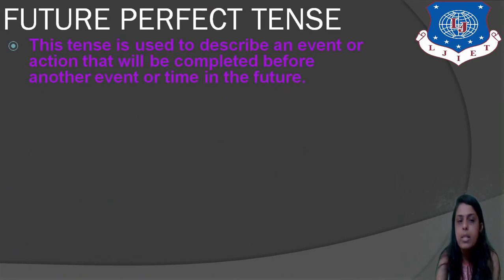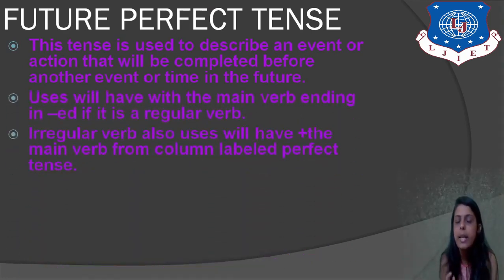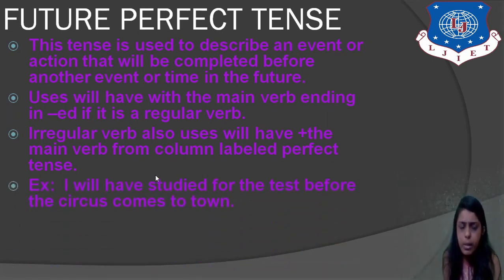Now future perfect tense. In future perfect tense, the tense is used to describe an event or action that will be completed before another event or time in future. So this action will be completed before the other action, right? Use will have with the main verb ending ed if it's a regular verb. Irregular verb, will have plus the main verb from the column labeled perfect tense. So just remember you have to use will have with the main verb in future perfect tense. I will have studied for the test before the circus comes to the town.